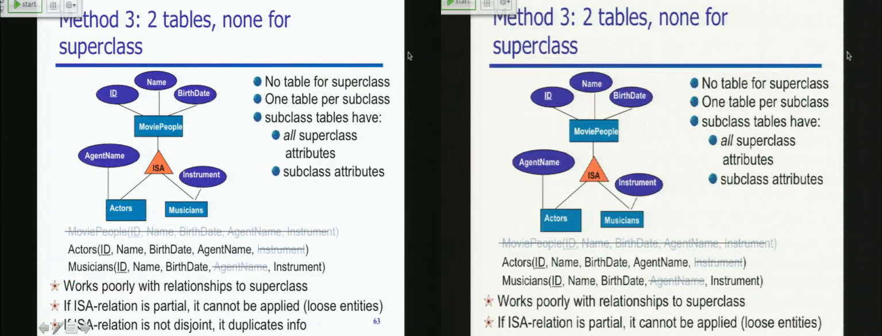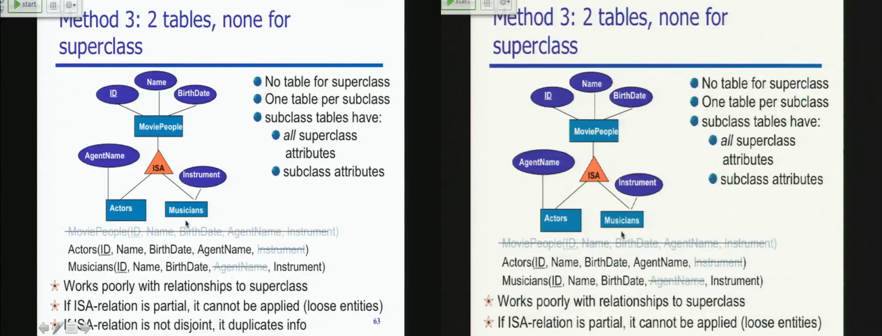The third method would be not to really have a class for movie people. This is something Johnny was saying in the previous lecture. Have this as an abstract class, don't really care about it. Have 1 table for actors, which is going to have ID, name, birthday, and agent. Have 1 table for musicians, which has ID, name, birthday, and instrument. And don't really have anything about movie people.